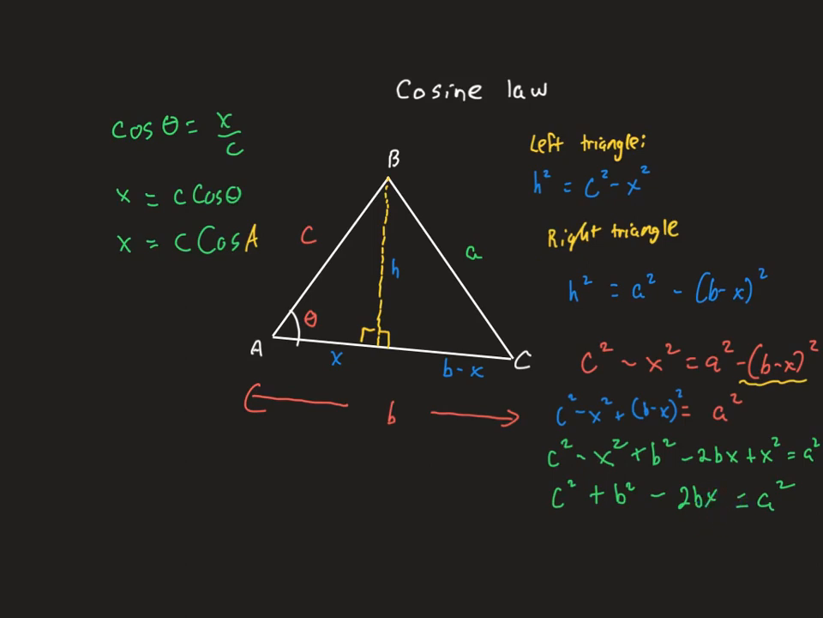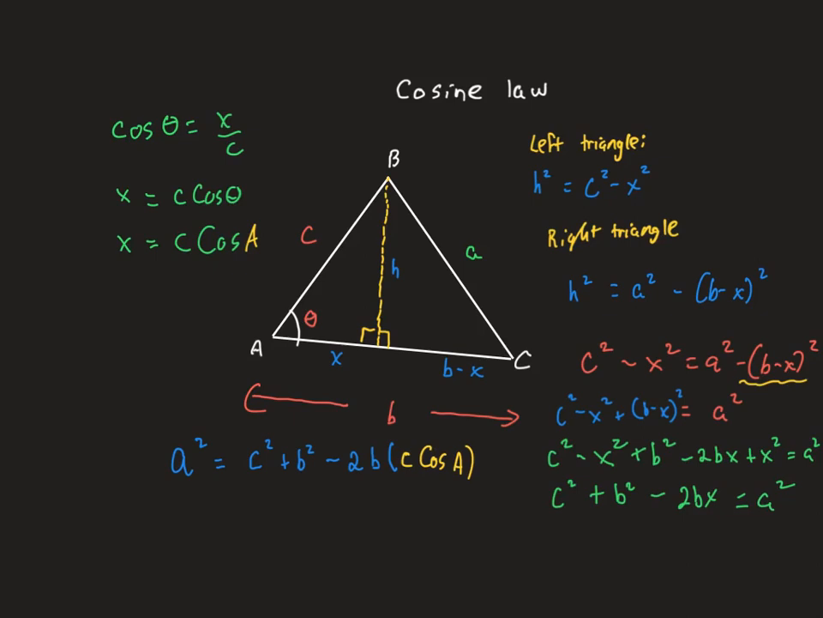So my final form is going to be a squared is equal to c squared plus b squared minus 2b, and of course I can now put in the missing stuff there, which is c cosine of a. And that is what they call the cosine law.